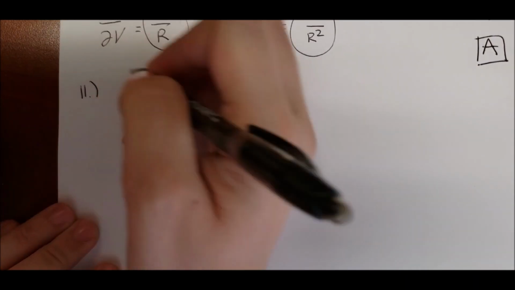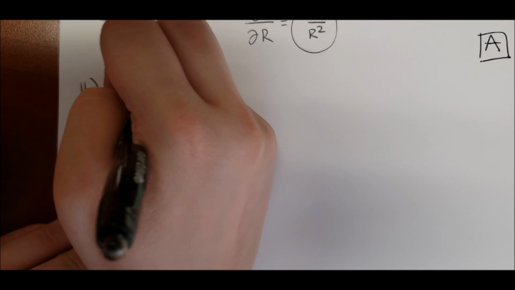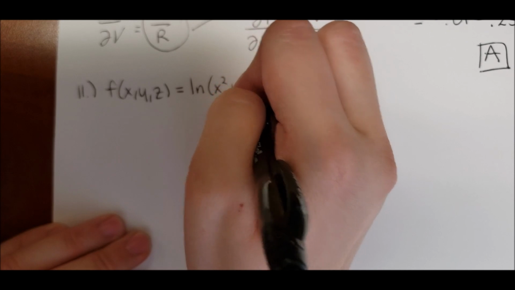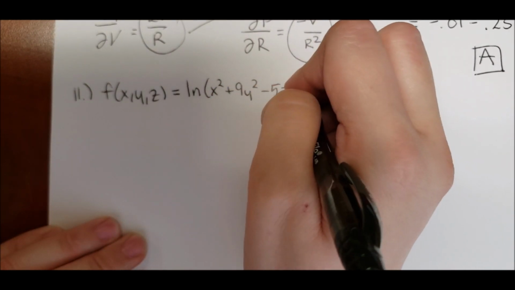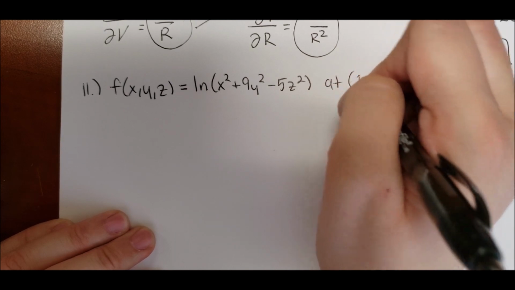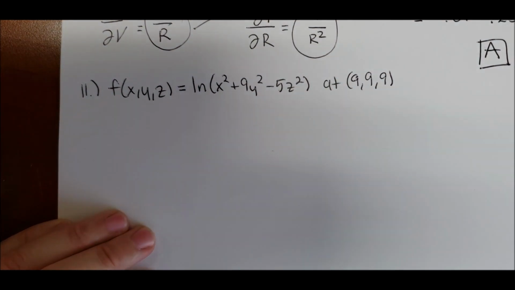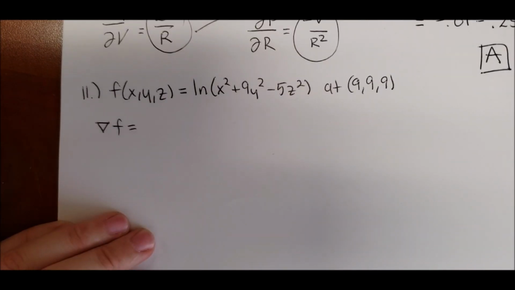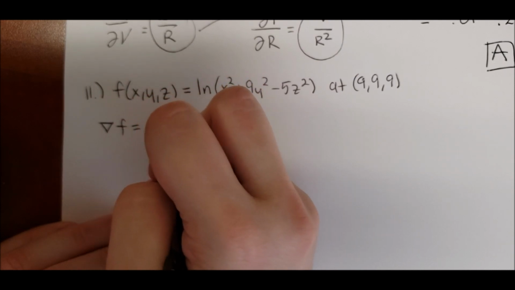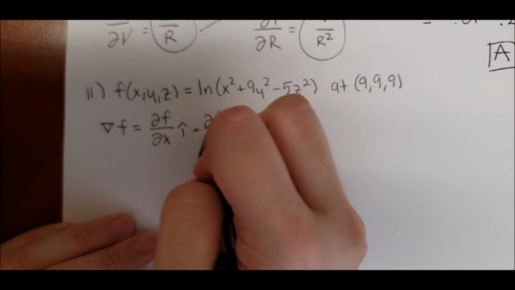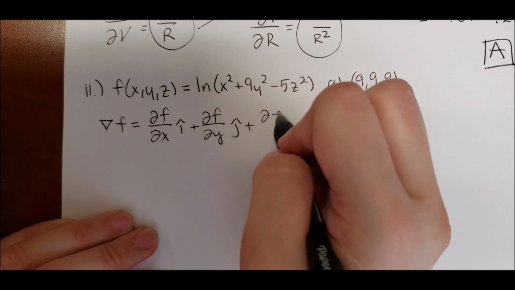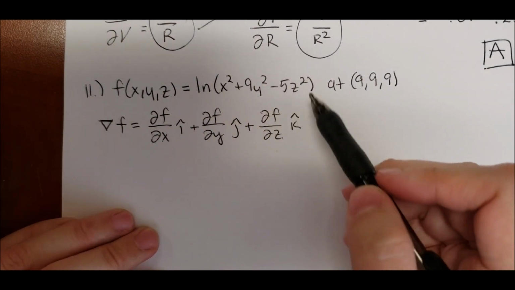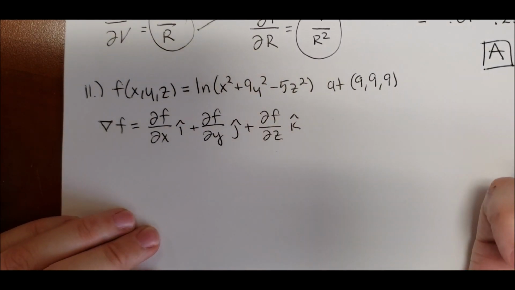Then 11 says find the gradient of the function at 999. So the gradient is just a vector of all the partial derivatives. So that's the x component, the y component, the z component in the ijk direction.